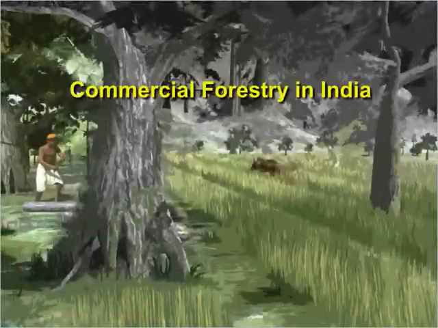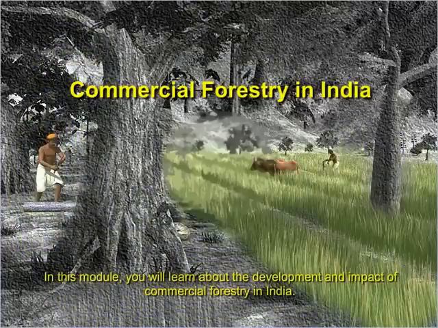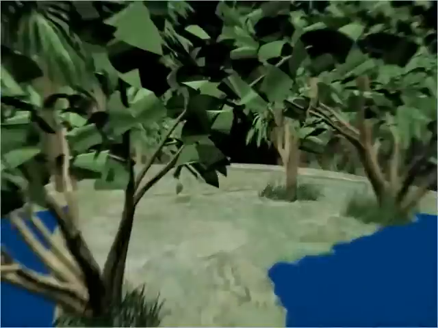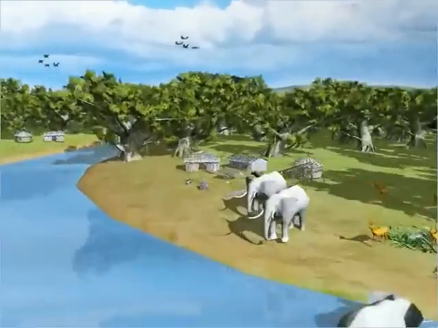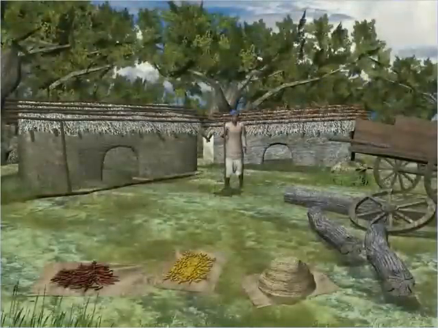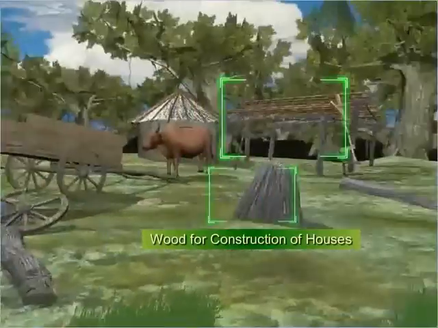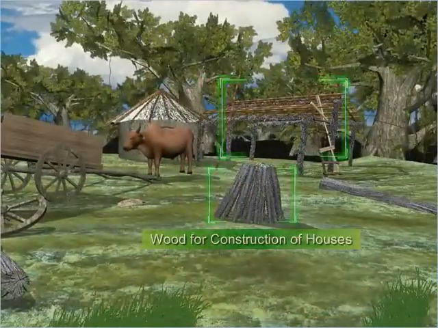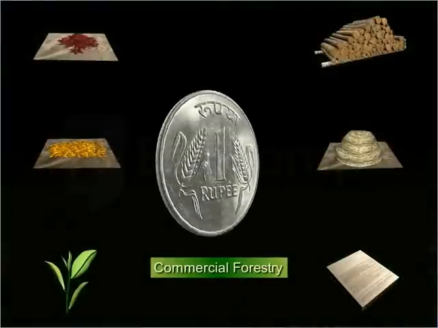Commercial forestry in India. In this module, you learn about the development and impact of commercial forestry in India. Forests are of immense use. They not only serve as a home to animals, but also provide human beings with things such as herbs and spices, wood pulp for paper, and wood for construction of houses. Commercial forestry is the use of such forest resources for commercial purposes.